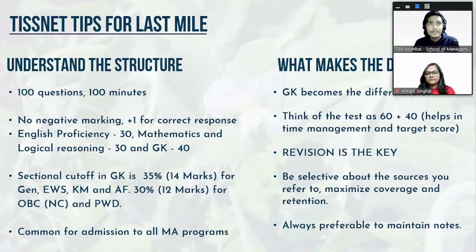Okay. A main factor to consider here is that there is a sectional cutoff, but only for GK, and it is a compulsory sectional cutoff, which is 35% or 14 marks for General, EWS and Kashmir migrants category, also armed forces, and 30%, that is 12 marks, for OBC, NC and PWD category. Now these 14 and 12 mark cutoffs are compulsory to clear. Let's say even if you get good marks in English and mathematics and you clear the overall cutoff of the exam, and you fail to clear this sectional cutoff, then you will not be shortlisted for the next stages. So yeah, this also increases the importance of the GK section much more.